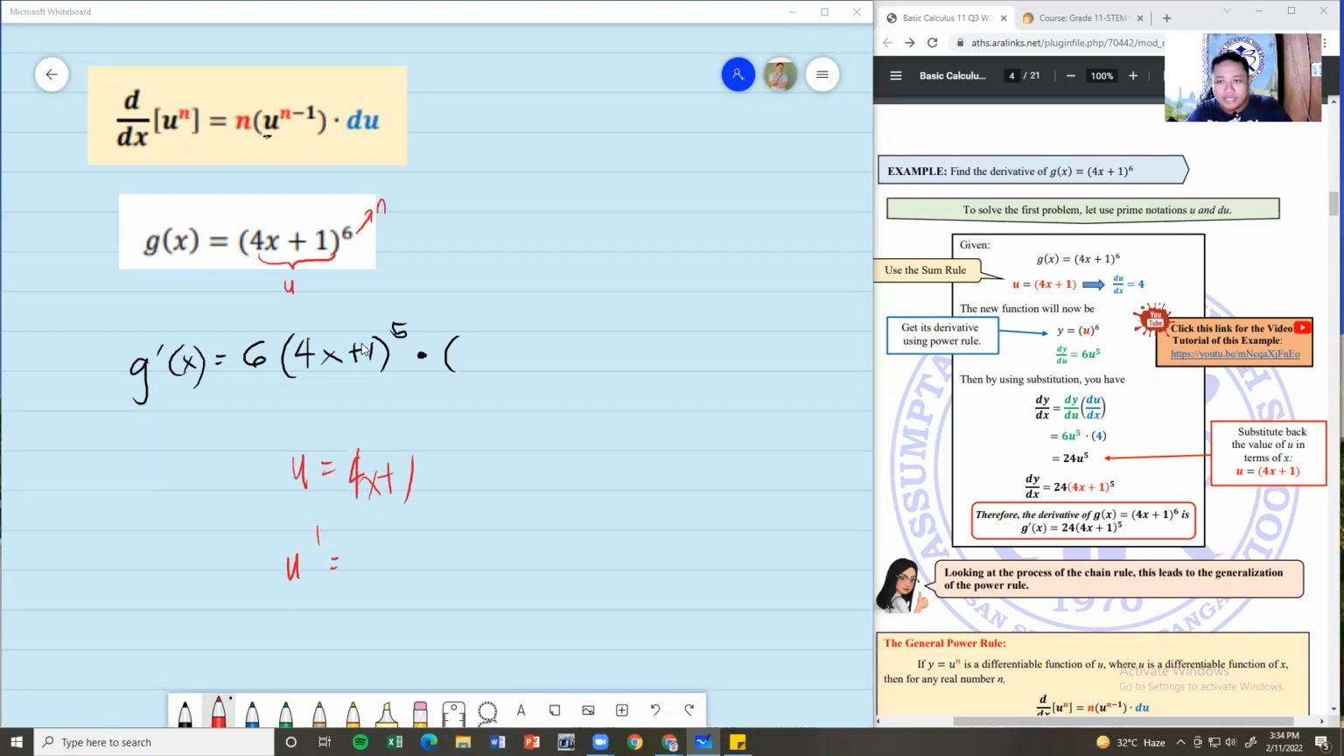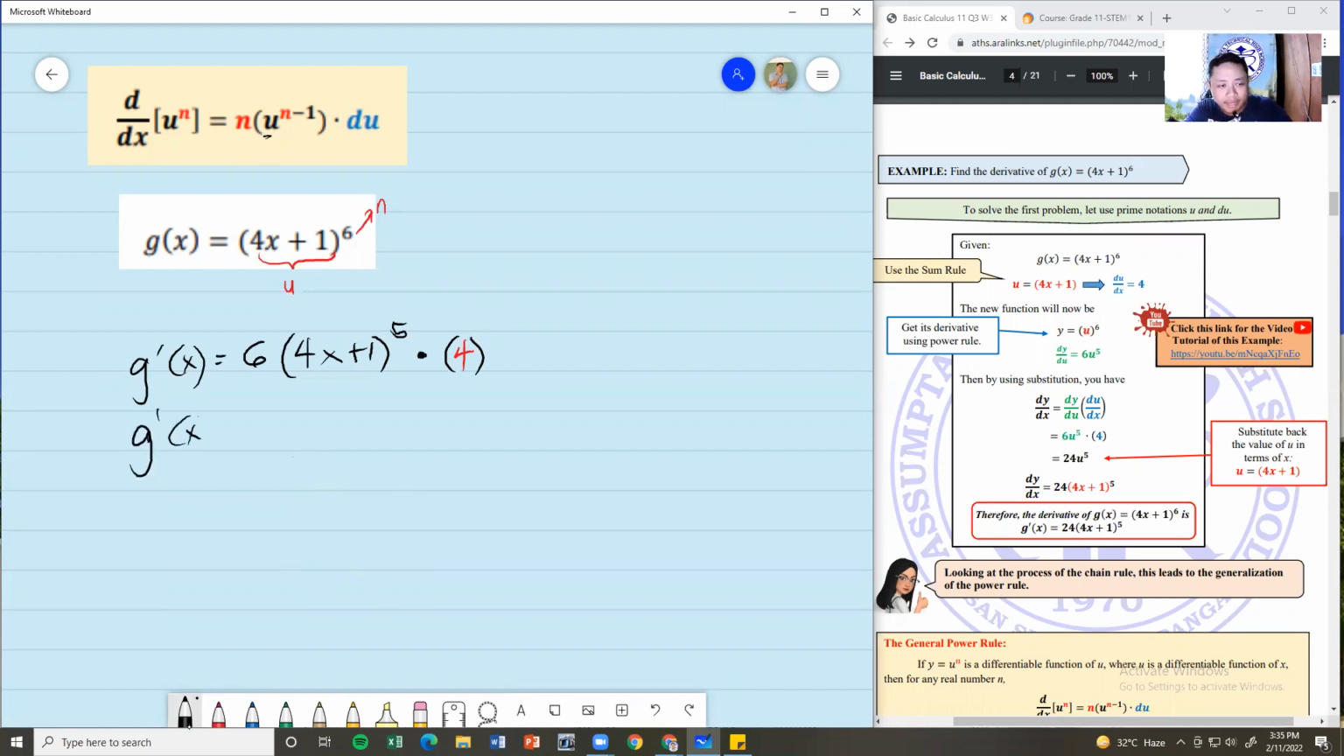Let me see. Let's recall our lesson last week. What is the derivative of 4x plus 1? Very good. So u prime becomes 4 because applying our constant multiple rule, 1 lang to times 4 pa rin siya, and then 1 minus 1, 0, and that's equal to 1. And this is, of course, 0. Okay? So it's 4 times 4. There you go. And then just simplify it.